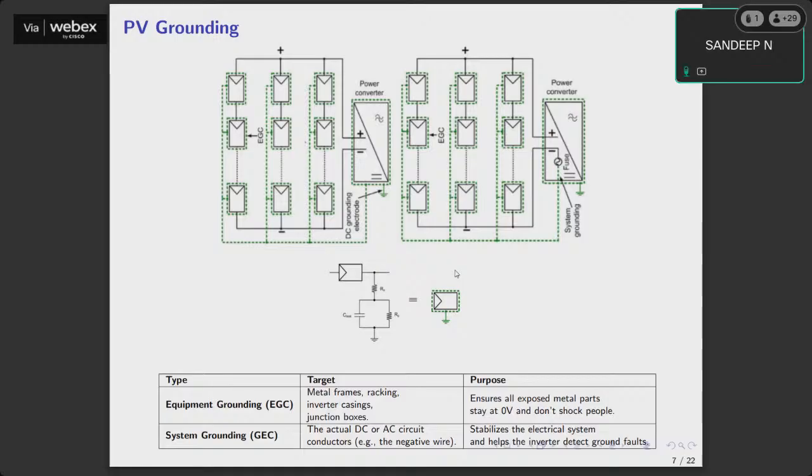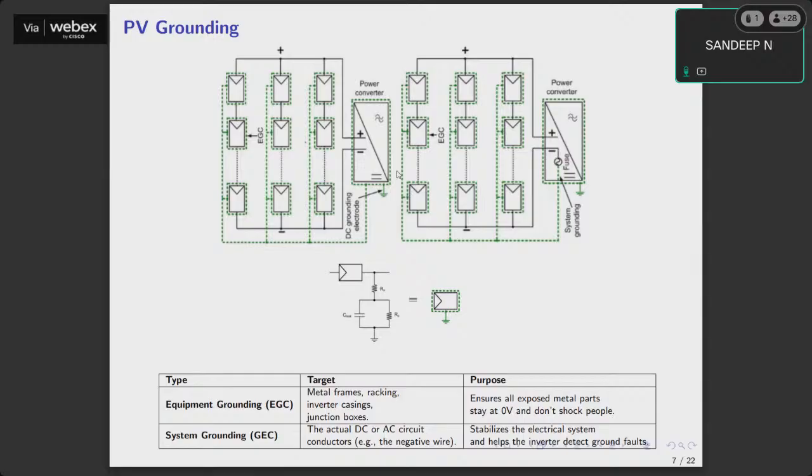Next, one of the important things that we need to know is about PV grounding. What happens often is that the PV panels have several exposed parts which are non-current carrying metals or conducting parts. So we can divide the PV parts into two categories: one is non-current carrying and another is the current carrying conductor.